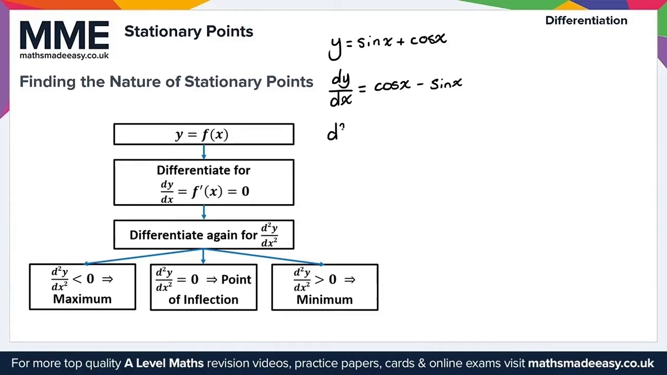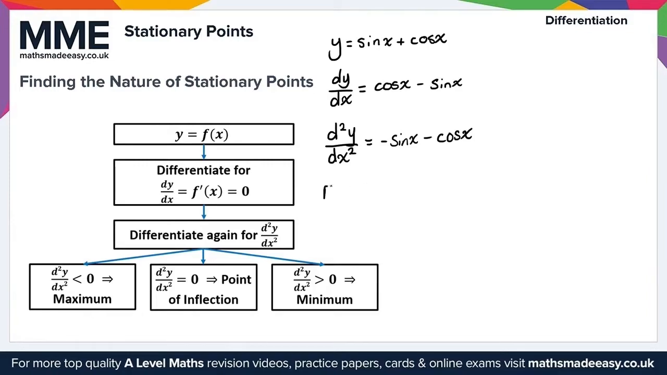So if we differentiate again here, we obtain the second derivative. And again, we just go along term by term here. So if we differentiate cos x, that would give us minus sine x. And if we differentiate minus sine x, that would give us minus cos x. So minus sine x minus cos x. So that gives us the second derivative. We now need to test both our values of x for the corresponding value of the second derivative here.